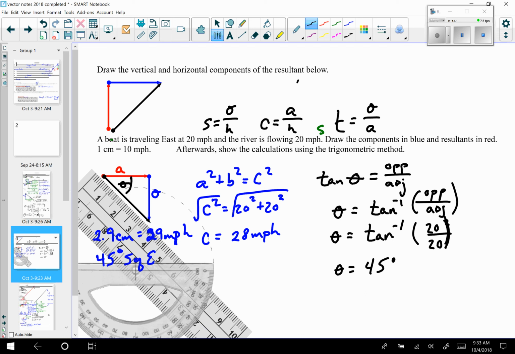Well, that's only part of it, though, because you also have to give me the direction. If you notice, the red line went east first, and then the blue line went south. So this is 45 degrees south of east.